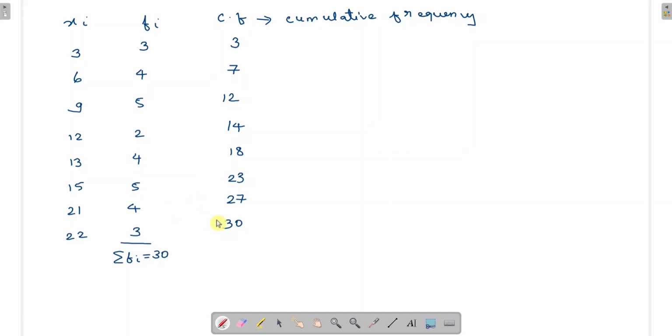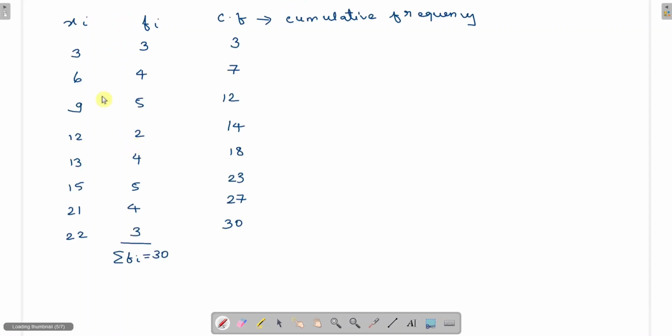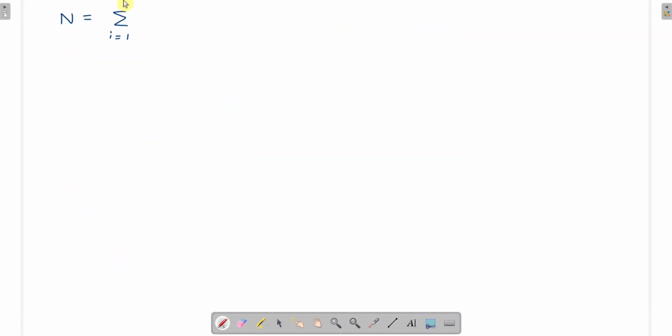Once you have this, what we have to find is the median. Now you have to look at the capital N here. Capital N is equal to summation i going from 1 to, how many values are there? 1, 2, 3, 4, 5, 6, 7, 8. So summation i going from 1 to 8 fi will be 30. So 30 is even here.